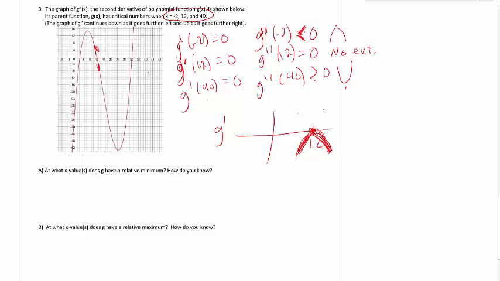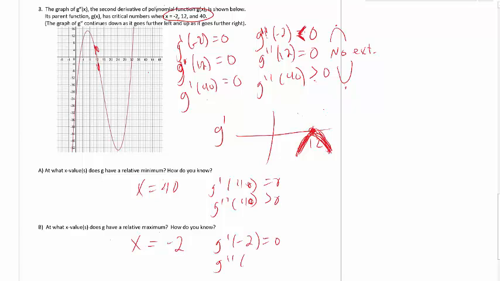So we can now answer A and B. Where does g have a relative min? At x equals 40. How do I know? Because g prime of 40 is 0, and g double prime of 40 is positive. Where does g have a relative max? At x equals negative 2. How do I know? Because g prime of negative 2 is 0, and g double prime of negative 2 is negative. And we've got A and B done.